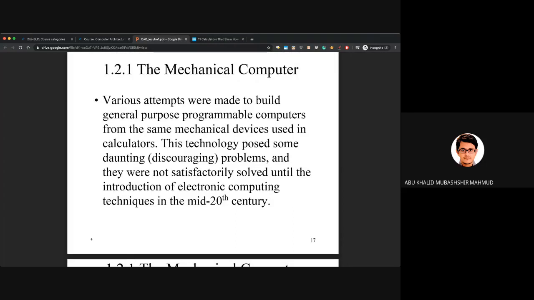Here we can see the various attempts to build general purpose programmable computers from the mechanical devices used in calculators. Nowadays, we see the electronic computer or electronic calculator, but previously it was purely mechanical. It was governed by physics and other concepts, and it was very slow compared to today's electronic computing techniques.